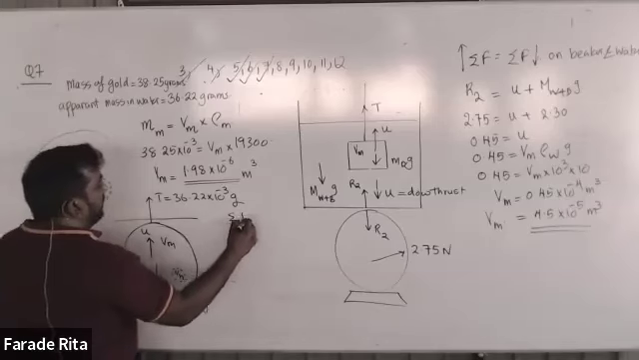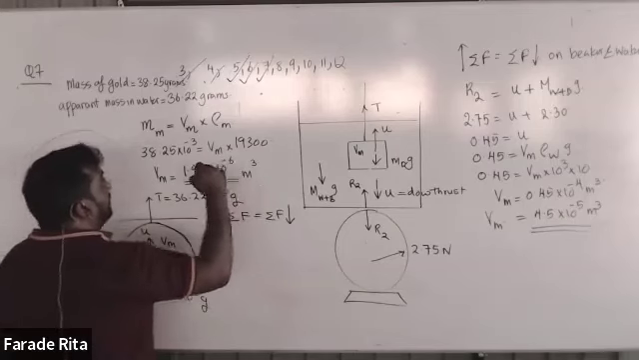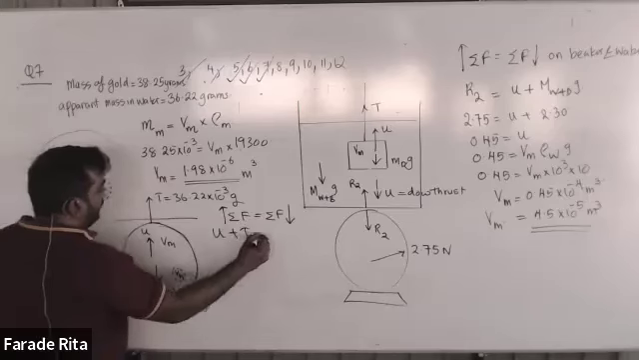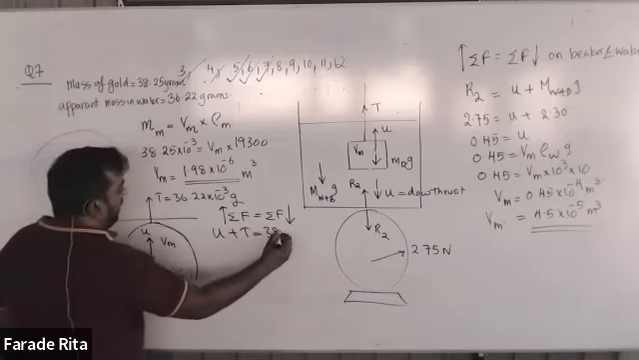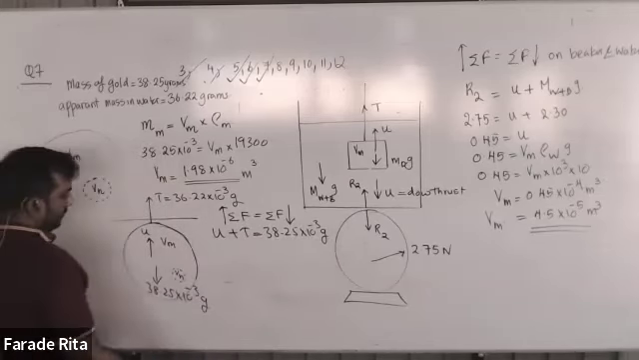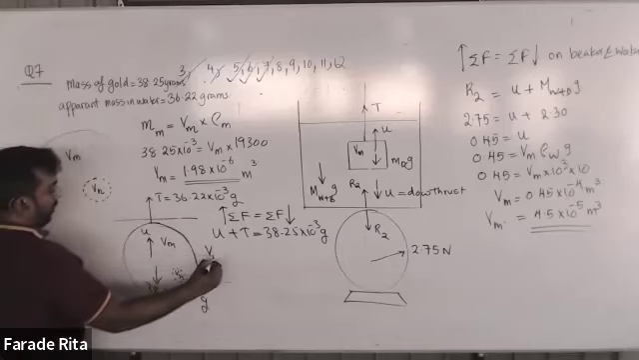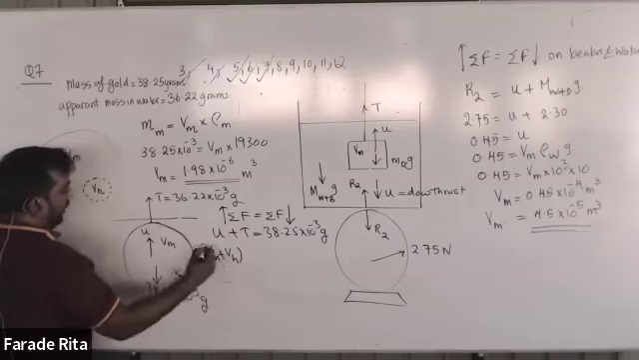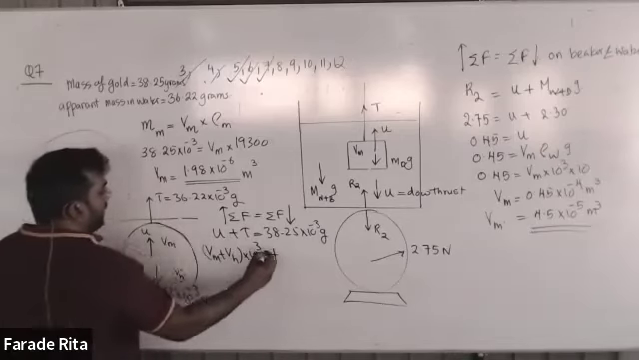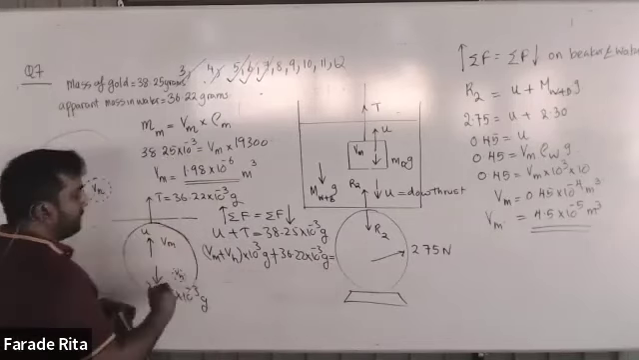So sum of forces in the upward direction balances sum of forces in the downward direction. Upward direction, you have upthrust and tension. Downward direction, you have the weight. 38.25 grams, convert into kilograms into g. What is upthrust? Submerged volume. Whole volume is underneath. Volume of the metal plus volume of the hole, density of water into g, plus tension, 36.22 grams, convert into kilograms into g.